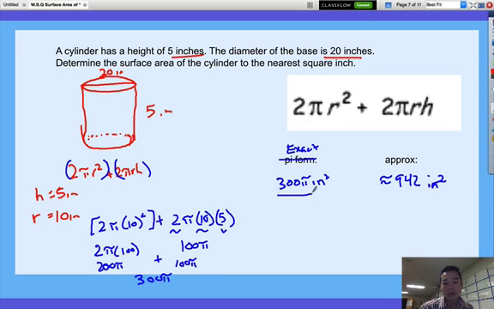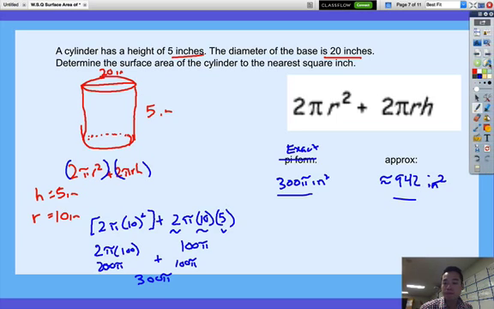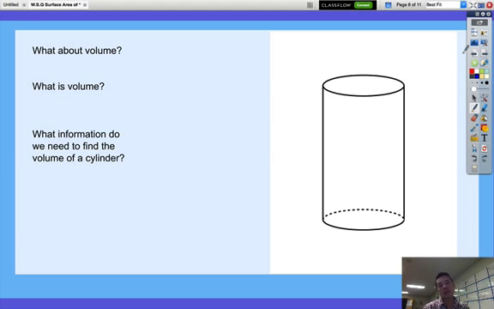Okay, so there's my exact, and there is my approximation. Alright, so let's move on.